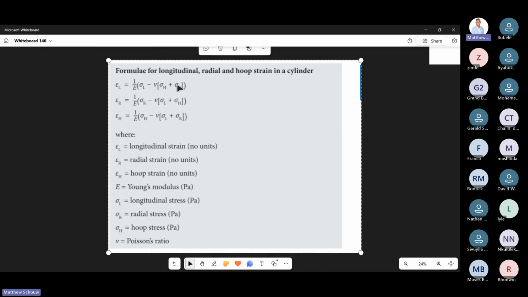For the longitudinal, the formula will be like that. For your radial, it'll be like that, which is typically the main one that is required. And then that's your hoop one.